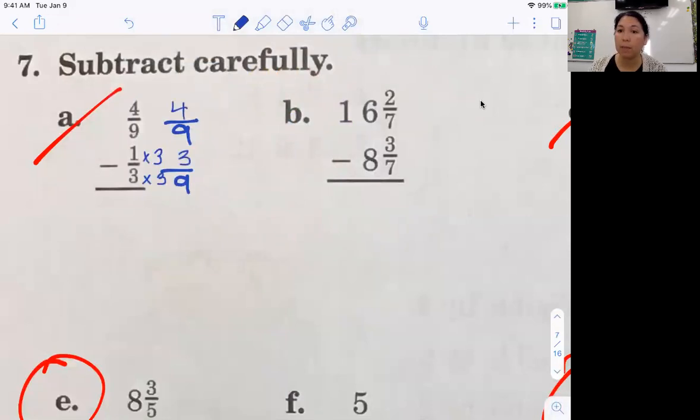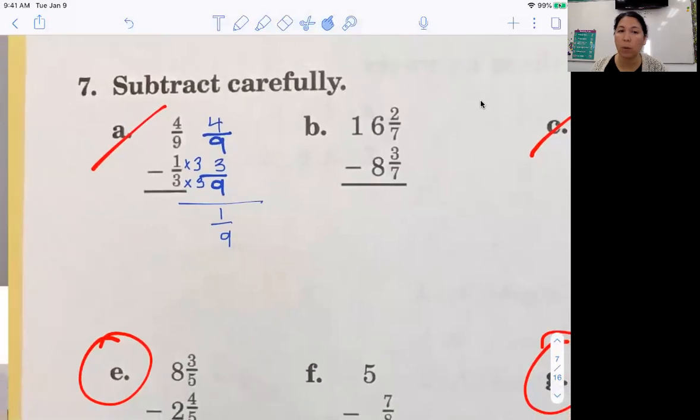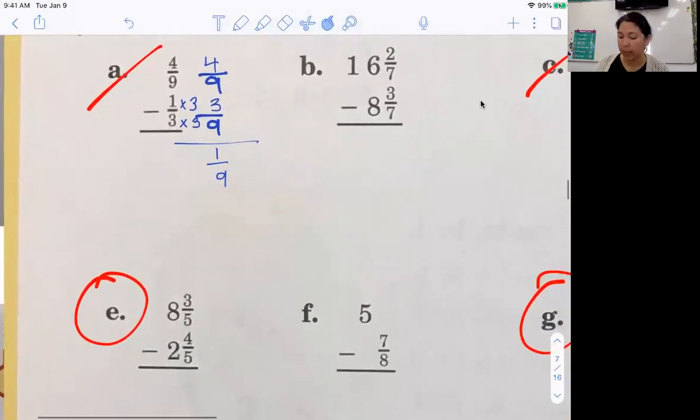Now can I subtract them? Yes. What is 4/9 minus 3/9? 1/9. Very good, guys. Okay, that one did not need any borrowing. It was a nice, straightforward, easy one, except we had to change them into 9s.